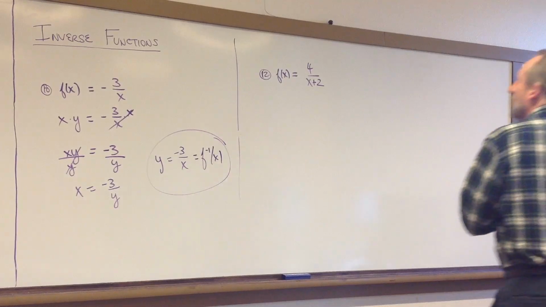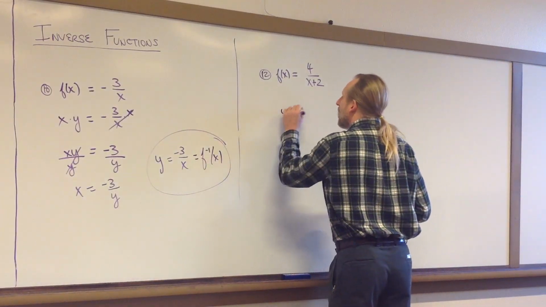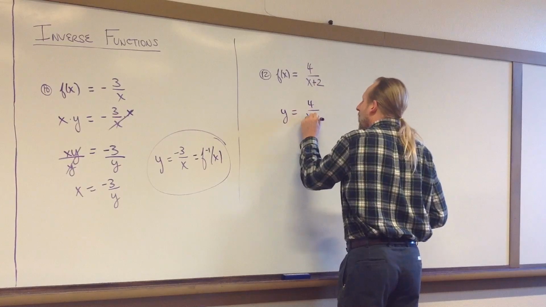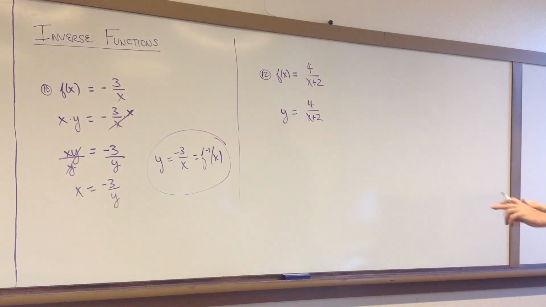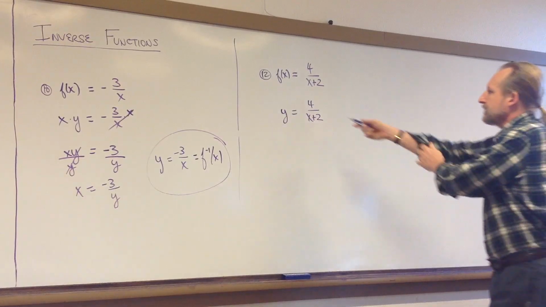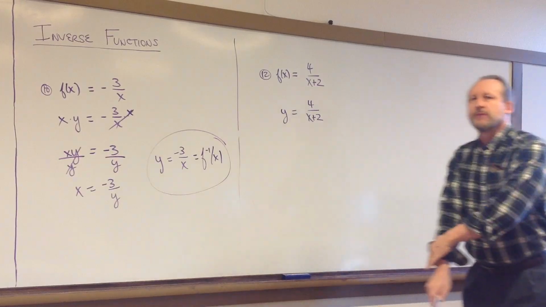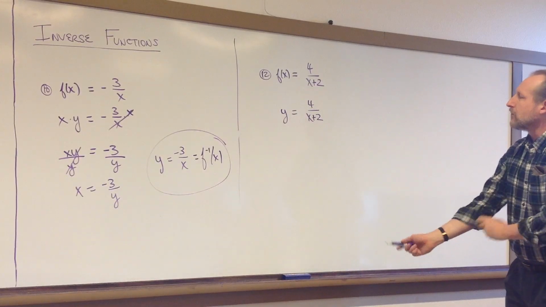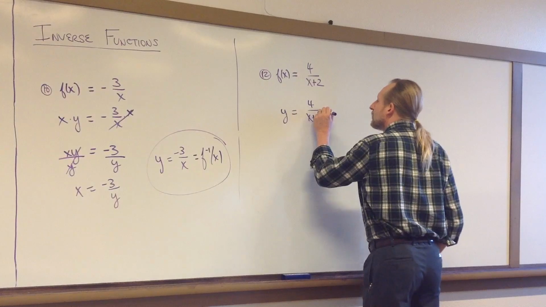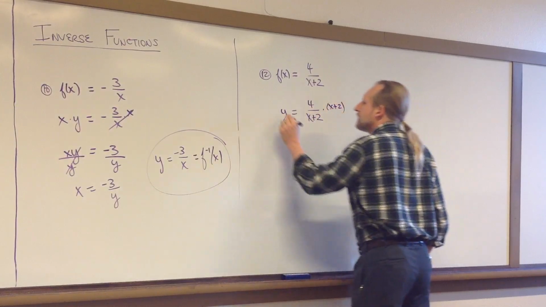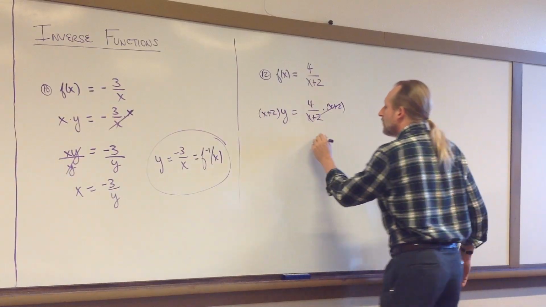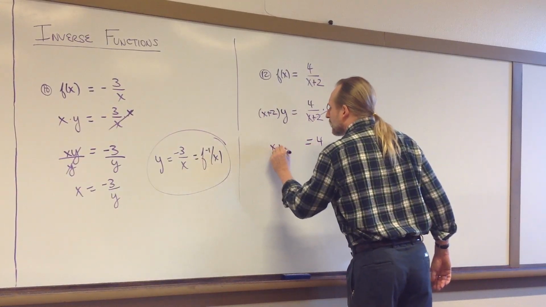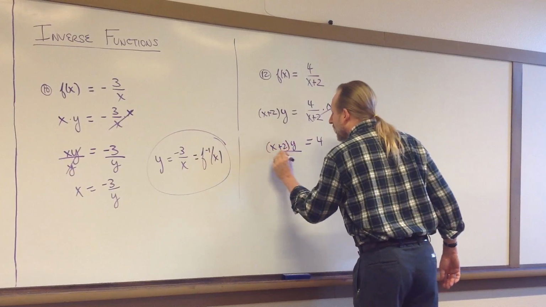Okay, so let's see. Let's replace that with a y. And so on this one, I'll get the x by itself and then swap x and y. To get this x by itself, you've got to get it out from the denominator. And the only real way to do that is to multiply on both sides by x plus 2. Then those two will cancel. Then you'll have 4 equals x plus 2 times y.